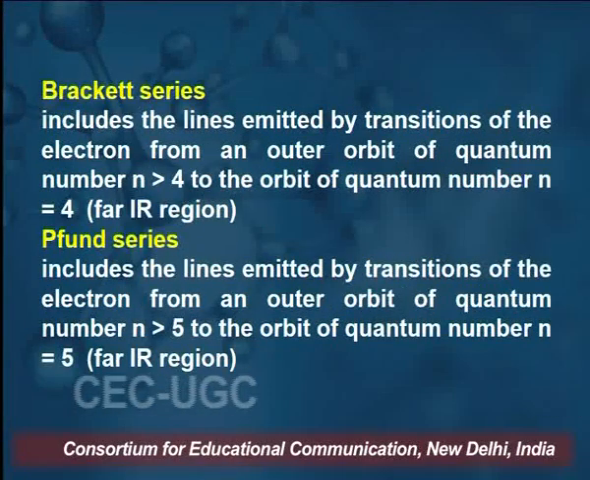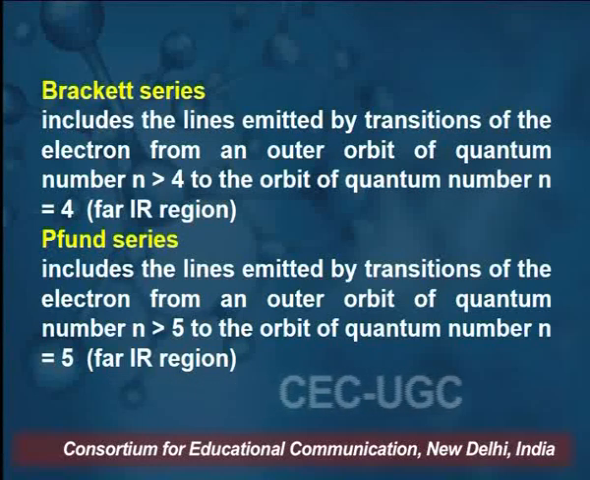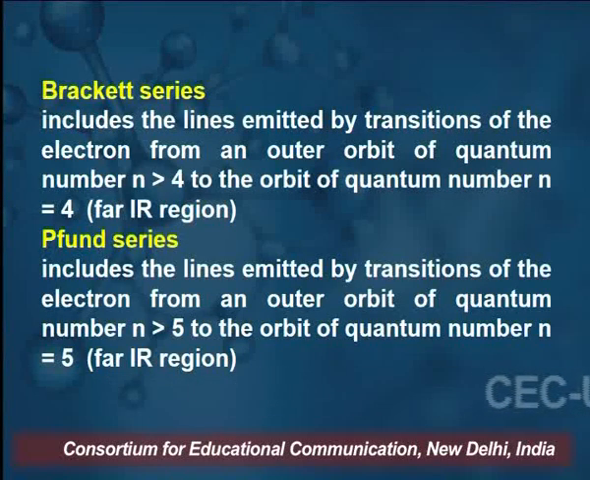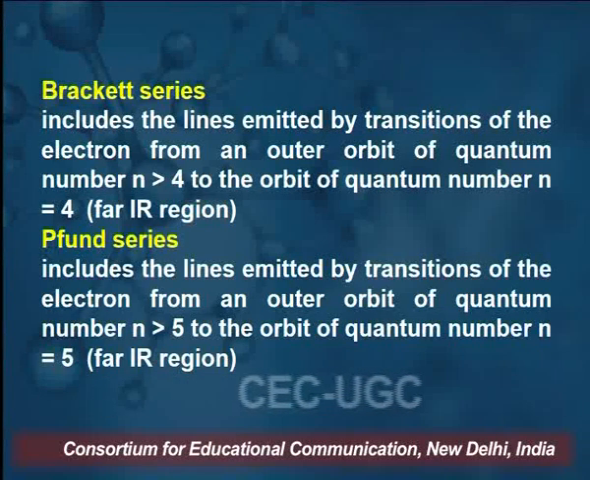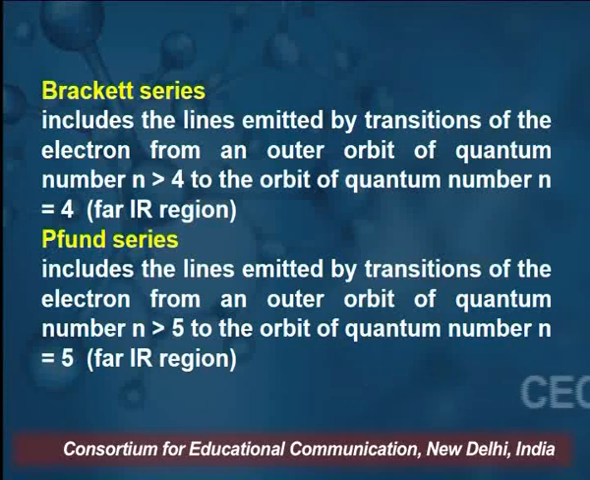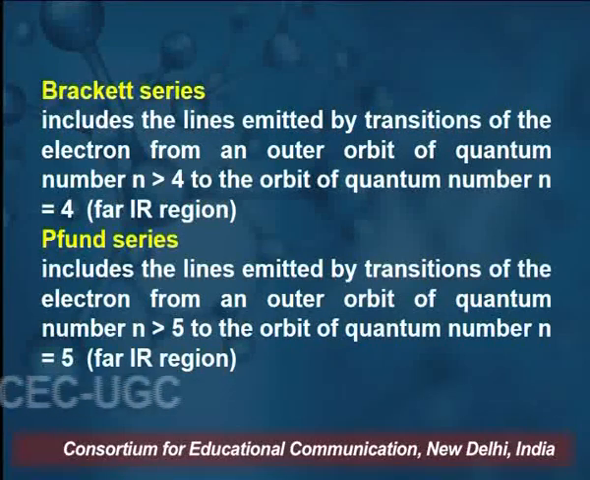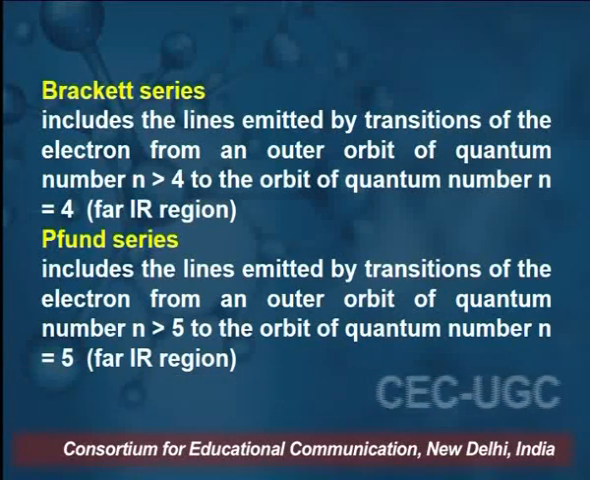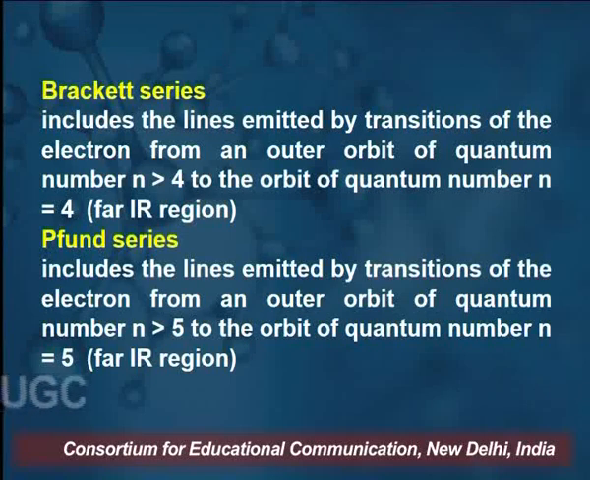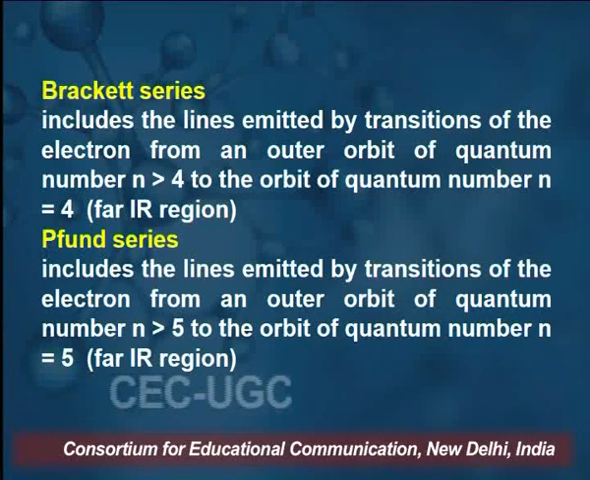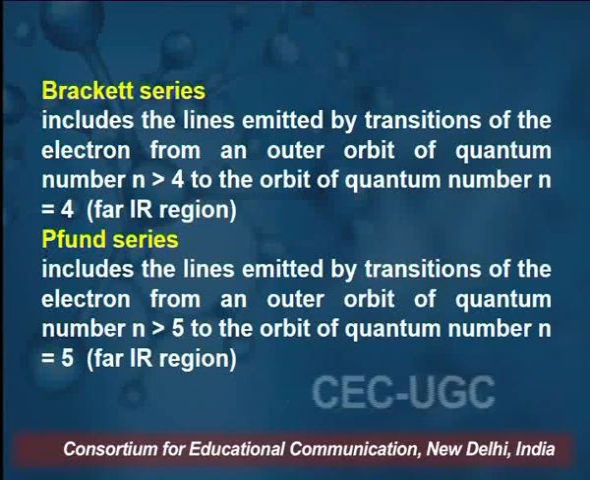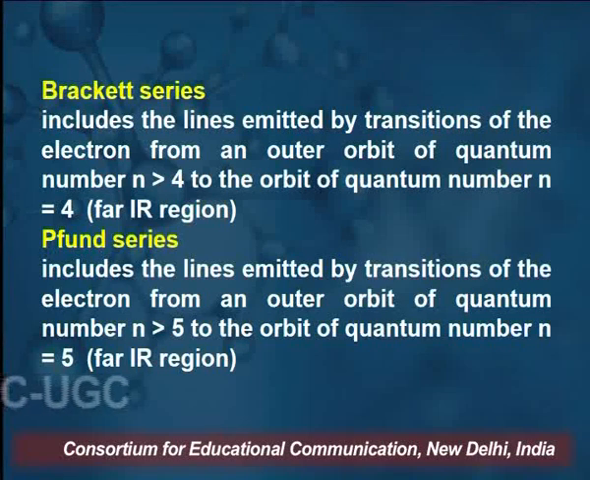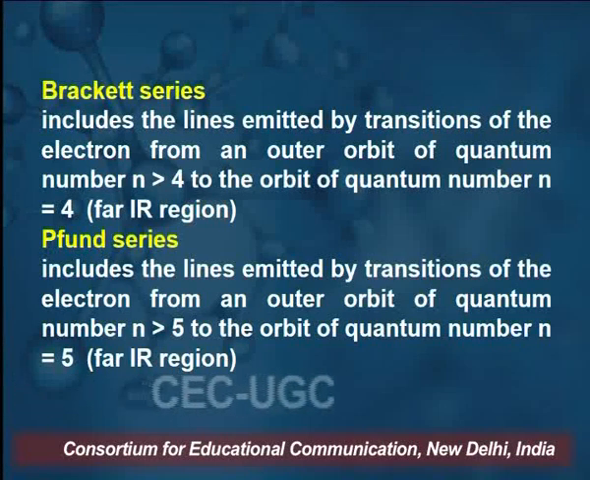Brackett series includes the lines emitted by transition of the electron from an outer orbit of quantum number n more than 4 to the orbit of quantum number n is equal to 4, and this series lies in the far IR region. Another series which also lies in the far IR region is the Pfund series, which includes the lines emitted by transition of the electron from an outer orbit of quantum number more than 5 to the orbit of quantum number n is equal to 5.